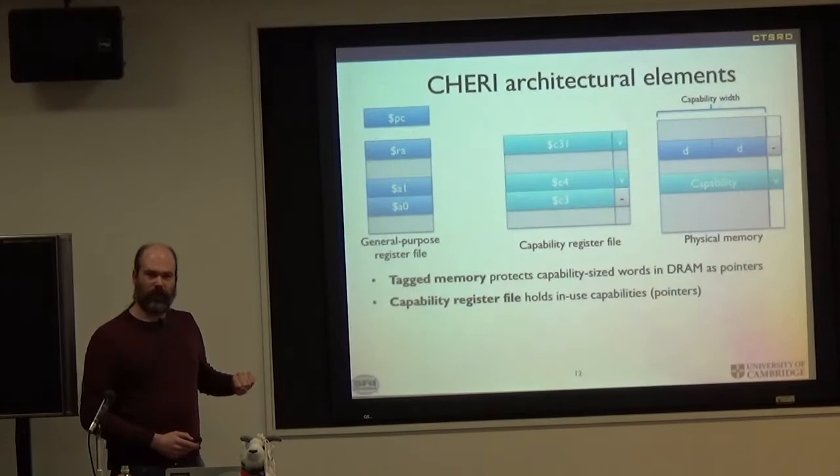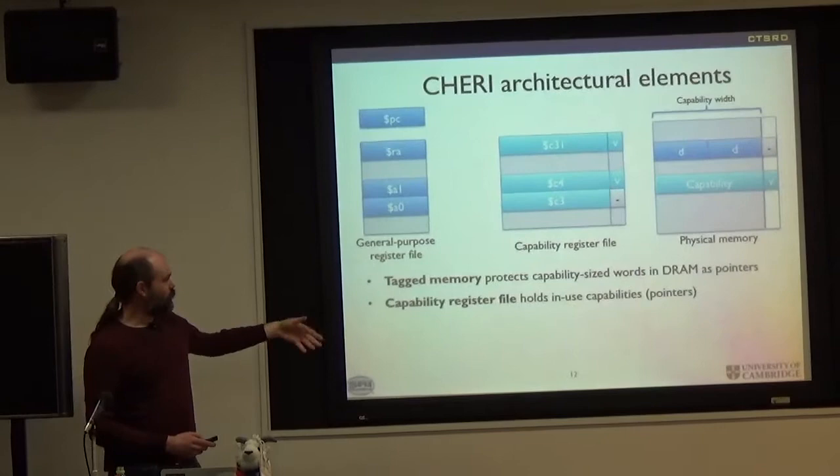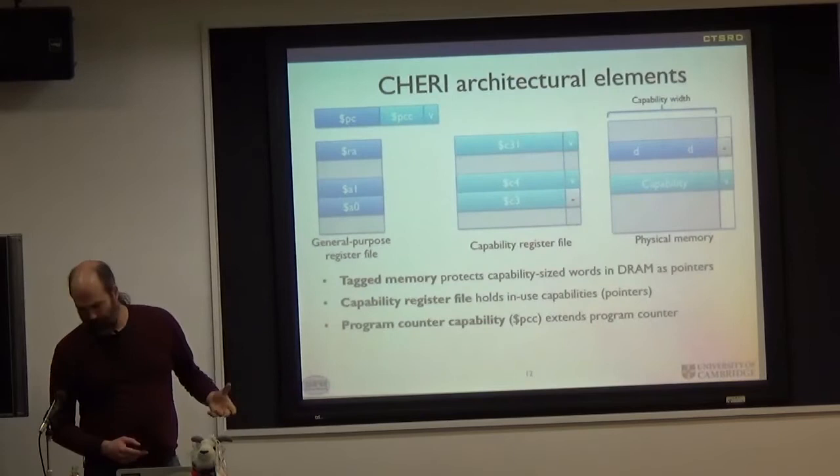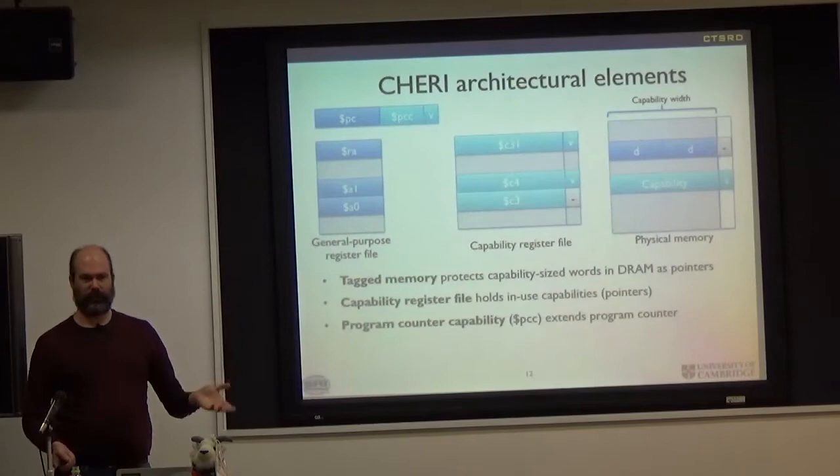So capabilities can be loaded from memory into the register file, more manipulations on them within that capability register file, and written out. You can also read and write data through the capability register file, which is essential for things like implementing memcpy, because the structure might have pointers in it, so you might want to copy it.